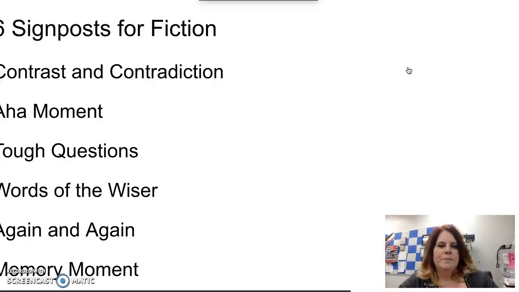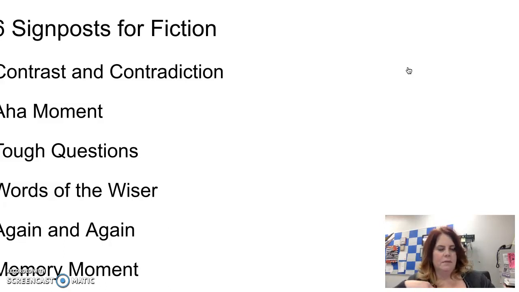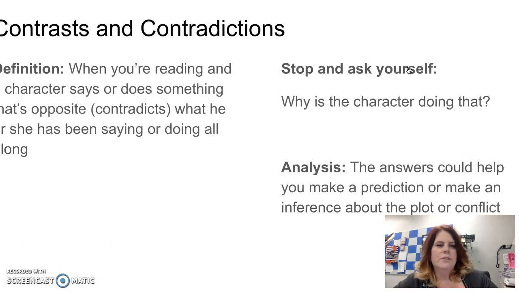Okay, so the 6 signposts are here, but we're going to talk through them. And they all have to do with what's going on with the character or the book. So they're not necessarily what you're thinking, right? So I just want to make that clear. Make sure that as you're noticing, you're noticing the actual character. So the first one is contrast and contradictions.